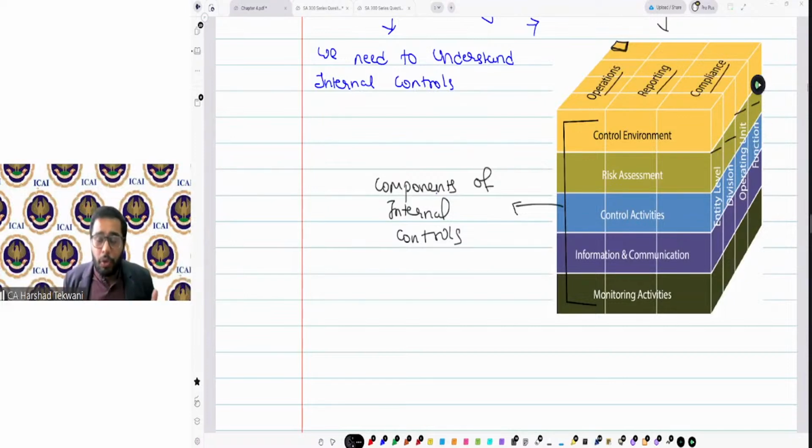They check whether the tone was consistent throughout the year or it was only at the end of the year or when there were some issues identified. So that is the basic difference between component 5 and component 1.